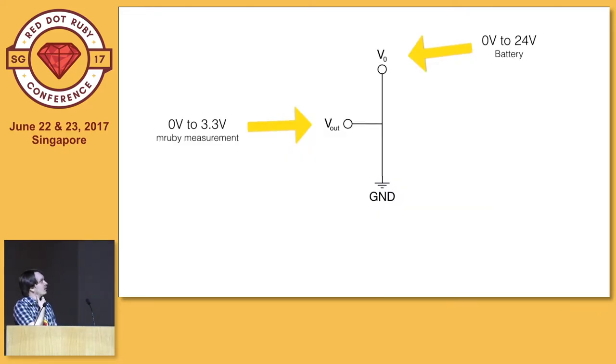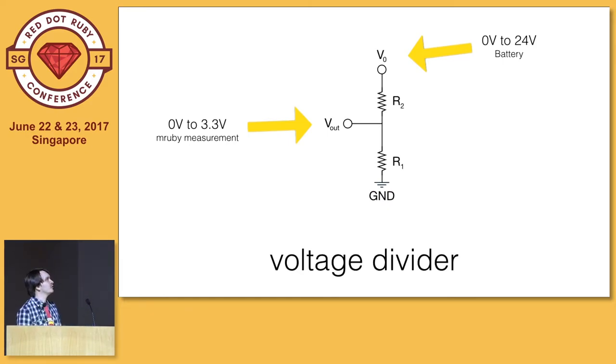So how does that work? Very simple. I won't go into electrical details here. There's just one problem. The battery has 24 volts, and you can indicate the load of a battery by looking at the voltage and the voltage drop if it gets some load on it. The problem is with mruby and the ARM processor I'm using, I can only read 0 to 3.3 volts. So what you usually do then is implement something called a voltage divider, a very simple circuit, which essentially just maps 0 to maybe 2.8 volts, depending on the resistor you use, to the 24 volts.